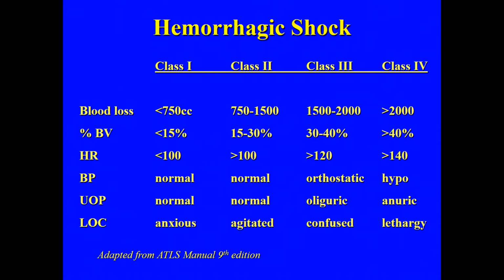In class 3 shock, or up to 40% of circulating blood volume lost, or up to 2 liters in raw volume, resting heart rate is extremely tachycardic. Blood pressure is characterized as orthostatic hypotension. The patient is frankly oliguric, and the mental status is confused. Beyond 2 liters passes into class 4, or most severe shock, with loss of greater than 40% of the blood volume and resting tachycardia, hypotension, anuria, and lethargy.